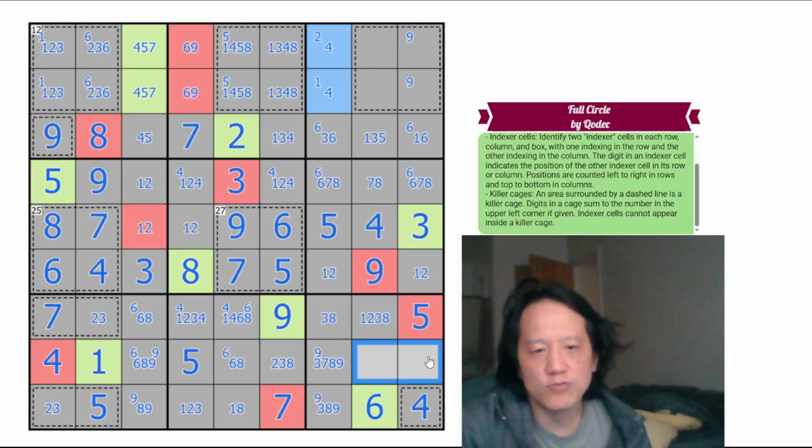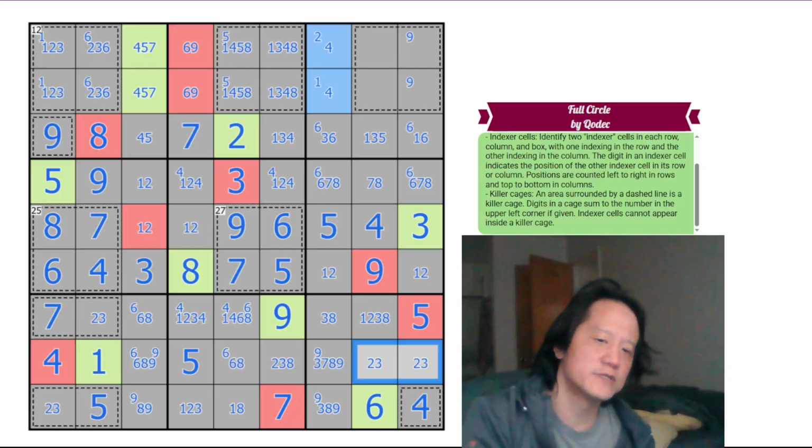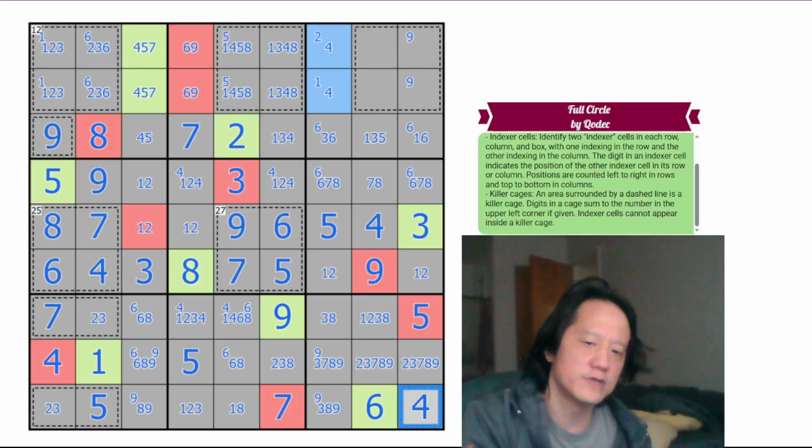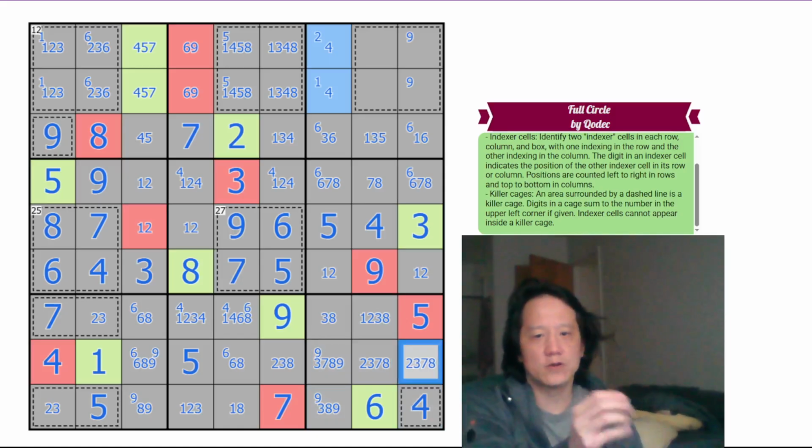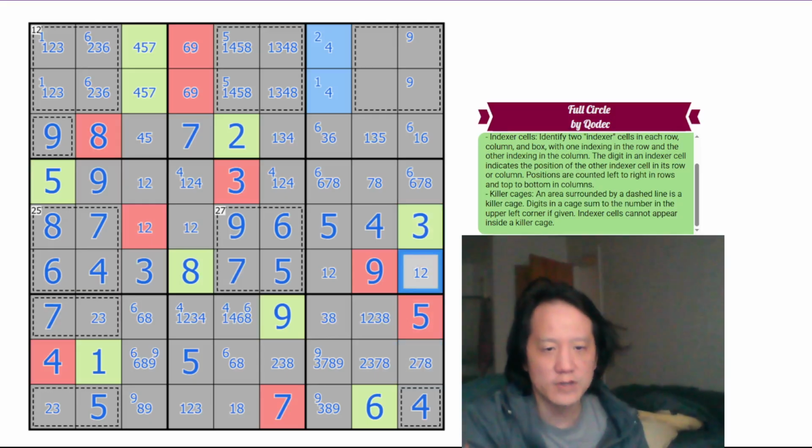Remaining digits of row 8. We have 2, 3, 6, 7, 8, 9. No 6, obviously, because of the 6 in the boxes. It can't be 9 because of 9 in the column. We know 9 has to be one of these two digits, so this cannot be 9 here. This can't be 3 because of the 3 in the column.